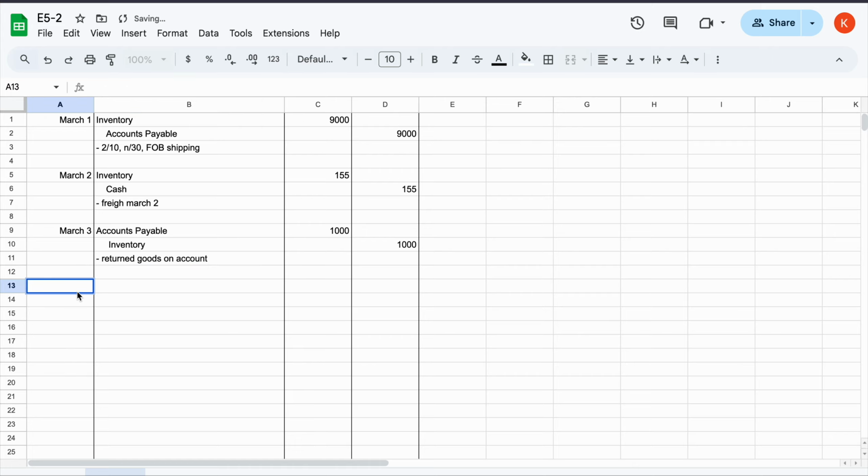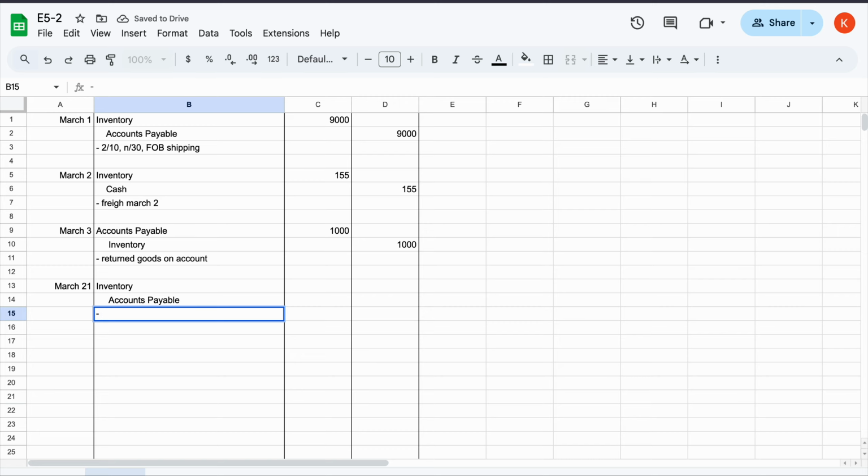Not too complicated yet. Then we skip all the way down to March 21st because that's when the next journal entry occurs. Stellar Stores purchases an additional $13,000 of merchandise for resale from Octagon Wholesaler, and the terms are the same as the previous question, just instead it's FOB destination this time. So March 21st, it will be inventory and accounts payable.